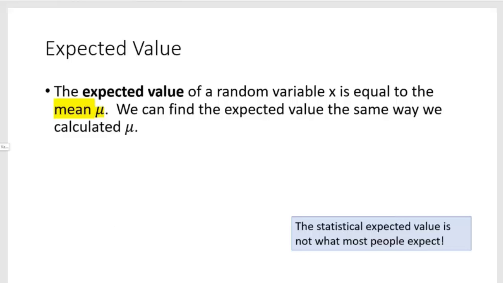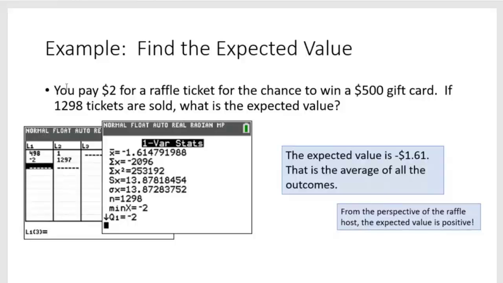Well, please, shall I explain that? Suppose you pay $2 for a raffle ticket, and this raffle ticket is for the chance to win a $500 gift card. There are 1,298 tickets sold. What is the expected value?